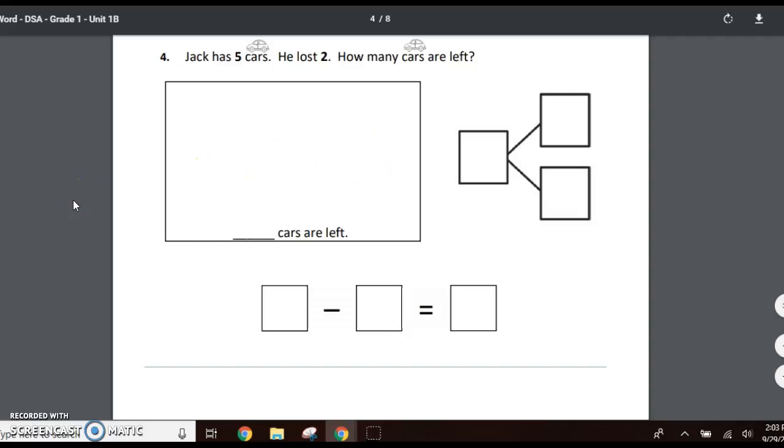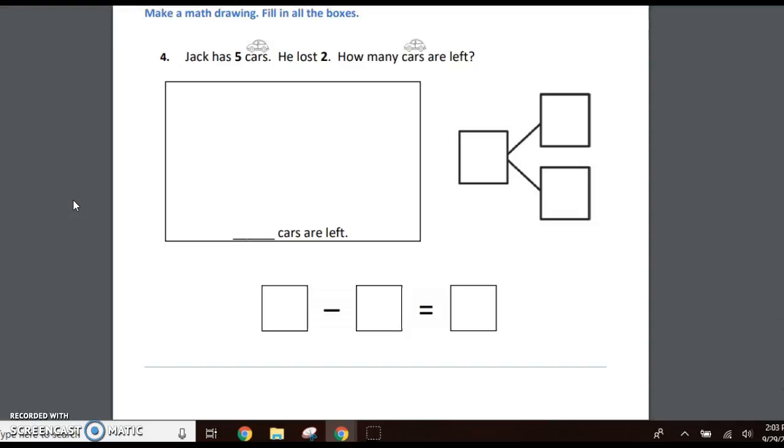Jack has 5 cars. He lost 2. How many cars are left? Make sure this number sentence matches your number bond and your picture.